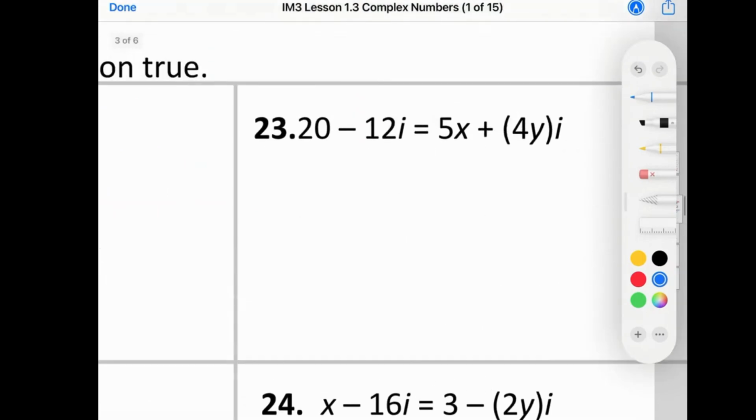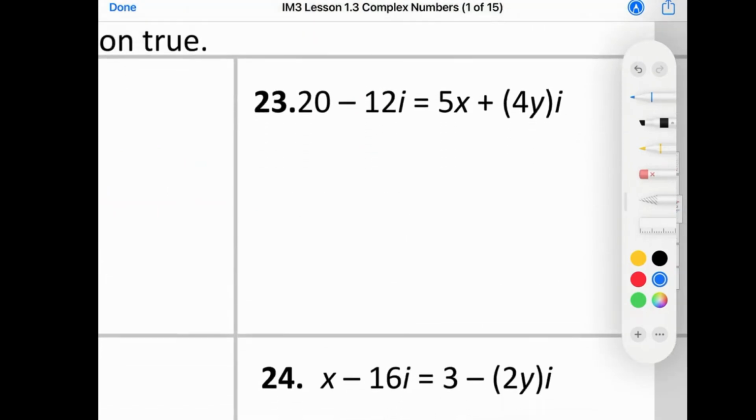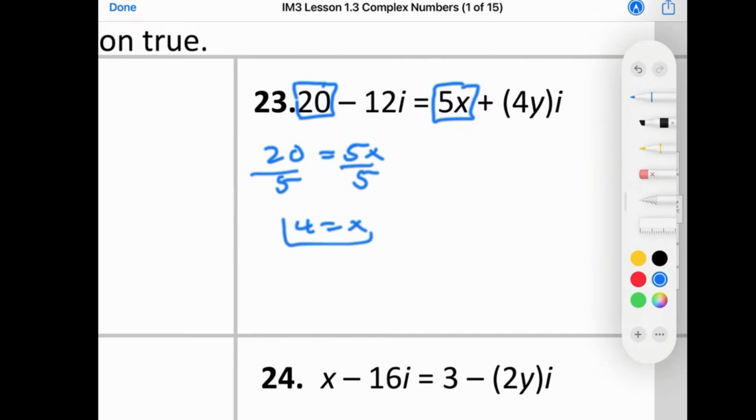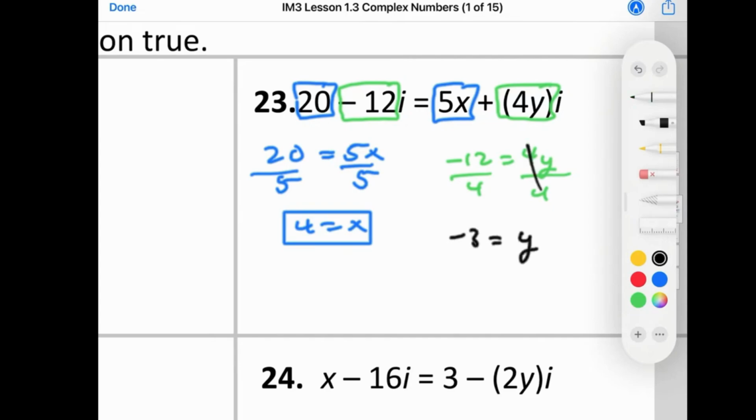Let's try question number 23. You can focus on the part here. This one has no i. So if I divide by 5, I get x equals 4. If I do everything in front of the i, I'll get negative 12 equals 4y. And divided by 4, we'll get negative 3 equals y.